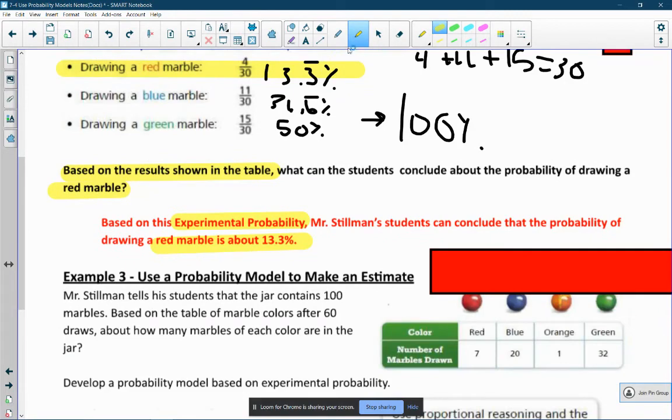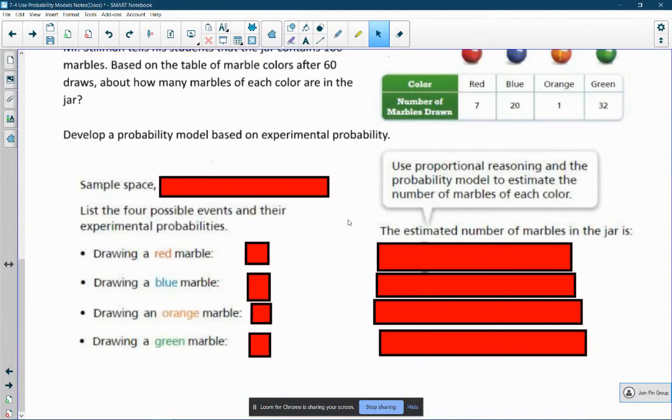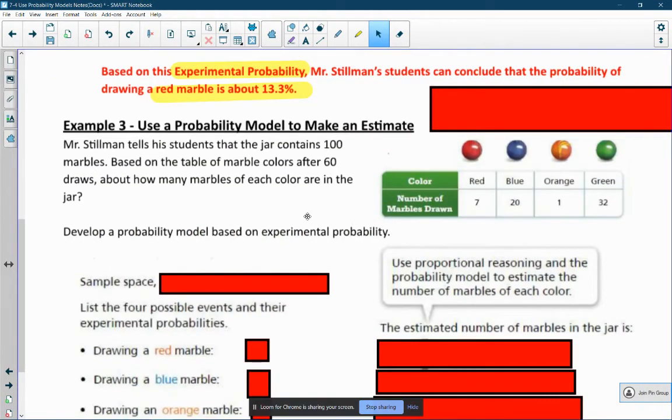Okay, example 3 here. It says use probability models to make an estimate. So now we're going to use a model like this, and we're going to use it to project and make an estimate. I bet there's a proportion involved here at some point. Okay, so it says Mr. Stillman tells his students that the jar contains 100 marbles. So now they know there are 100 marbles. Based on the table of marble colors, after 60 draws, so students have chosen 60 marbles, about how many marbles of each color are in the jar. So what we want to know is how many marbles of each color are in the jar.